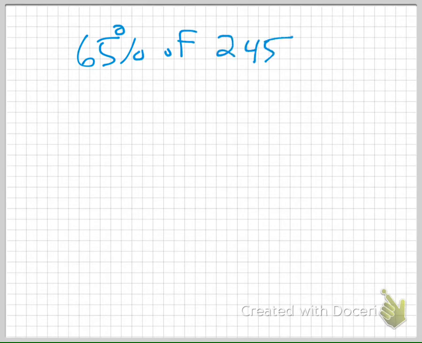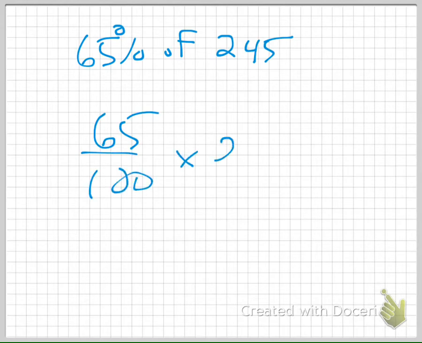So then, if I were to give you a simple problem like, what is 65% of 245? Okay, this is what you do. You take 65%. I would go 65 over 100 times 245 over 1. Agreed?